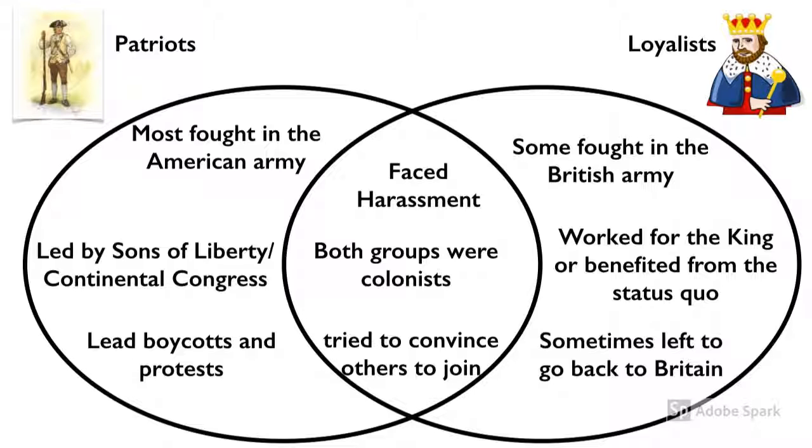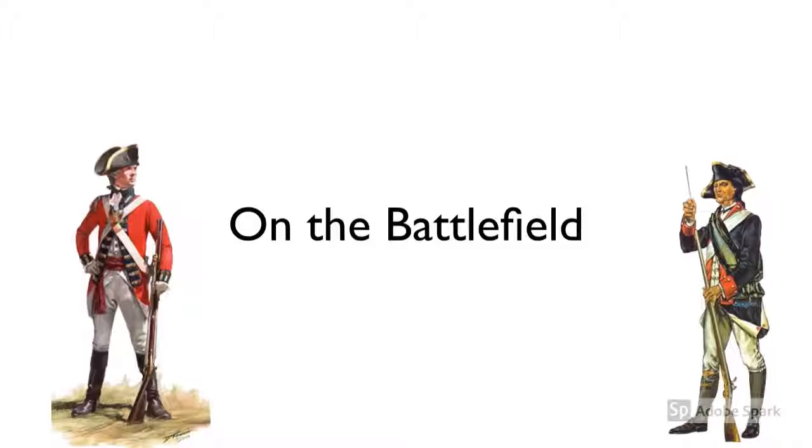So, two very different sides of these groups involved in the Revolutionary War, both with their reasons why they believed what they believed and did what they did. On the battlefield, these two groups changed into the British and American armies, which were very different in their advantages and disadvantages. Let's take a look at these two sides with This Versus That.